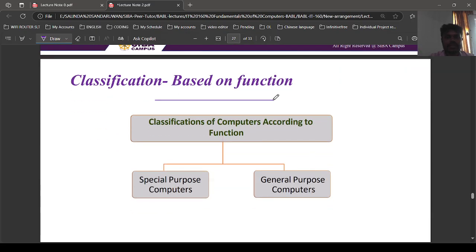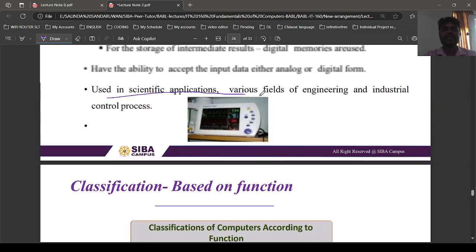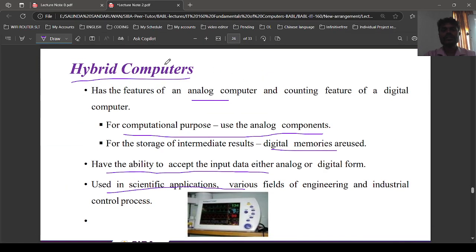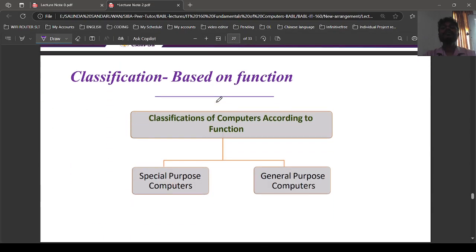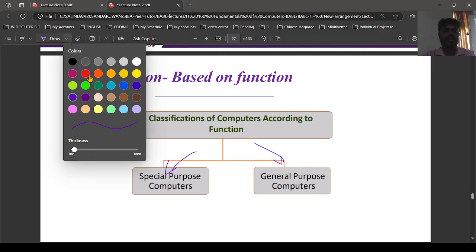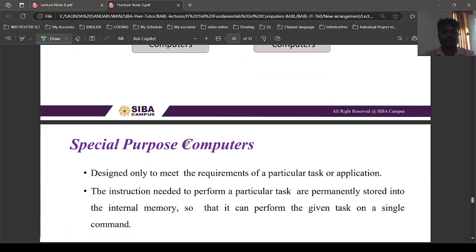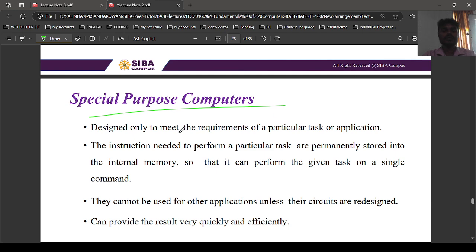So then the classification based on the function, right? That's the end of the computer classification according to the data handling. Now the last part, according to the function. What's the function? It's easy. We have general purpose computers and we have special purpose computers. What are special purpose computers? Think about the scientific computers. They are designed only to meet the requirements of a particular task or application.